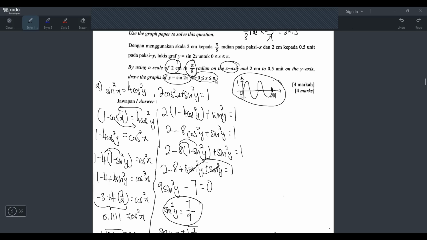But they only want you to draw until pi, right? It means you have to erase the extra part. Okay, no problem.